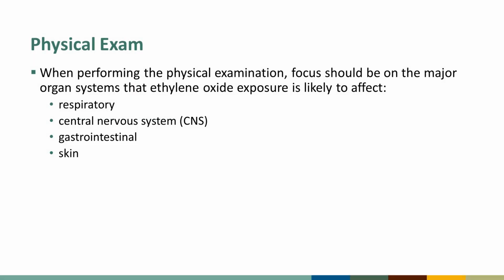When performing the physical examination, focus should be on the major organ systems that ethylene oxide exposure is likely to affect, particularly respiratory, central nervous system or CNS, gastrointestinal, and skin. Because neurologic and respiratory signs and symptoms may not be evident for as long as 72 hours after exposure, patients suspected to have serious exposure should be observed and re-examined periodically. Patients who have bronchospasm or pulmonary edema should be admitted and watched for signs of impending respiratory failure and treated accordingly.